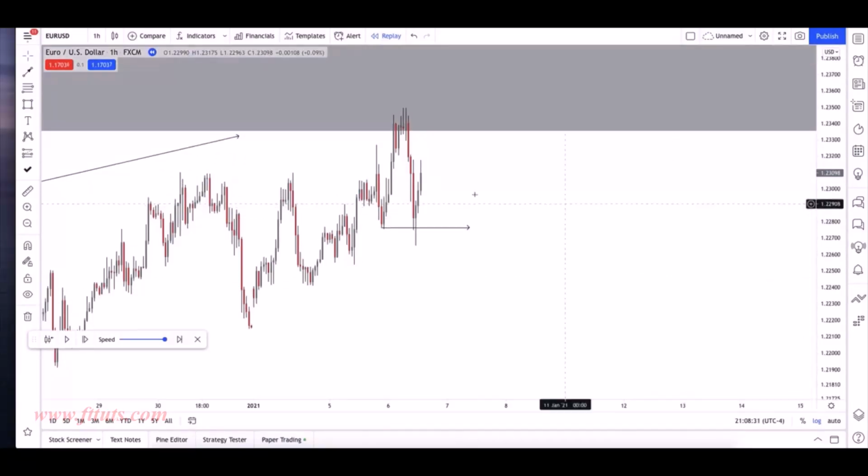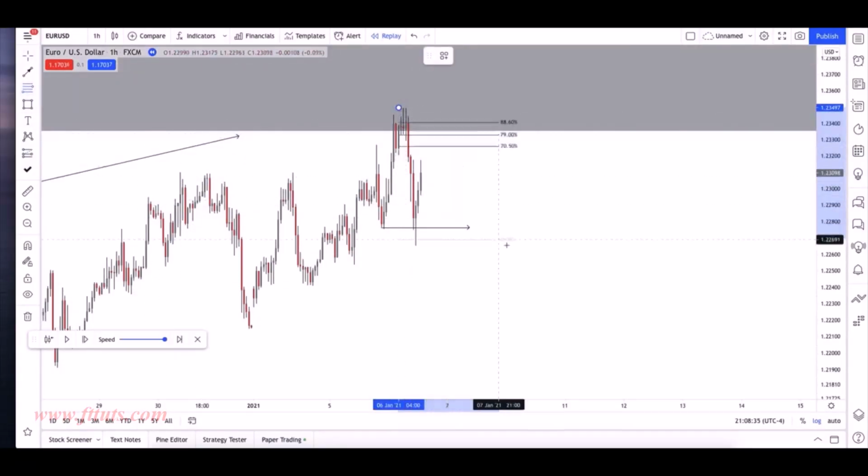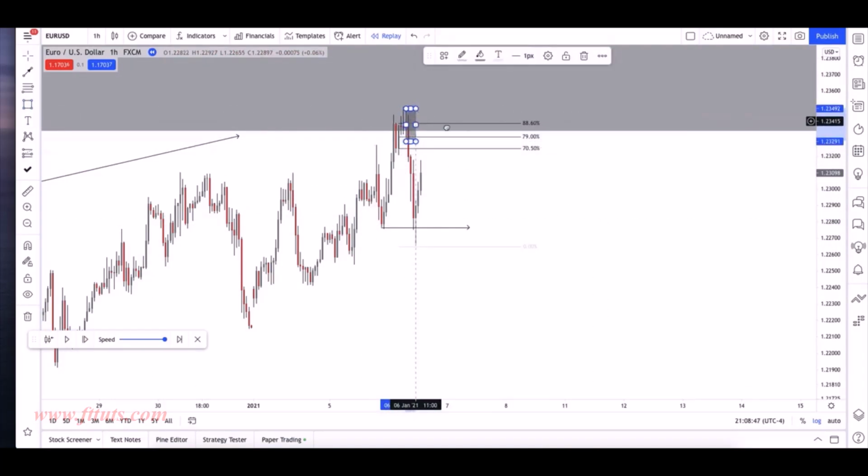Now, what we can do is not necessary, but now we take out our fib, mark out that price range from the high to the low, and we clearly identify this nice hourly supply that aligns perfectly with the 79%. So now I would mark out this 1 hour area of supply.